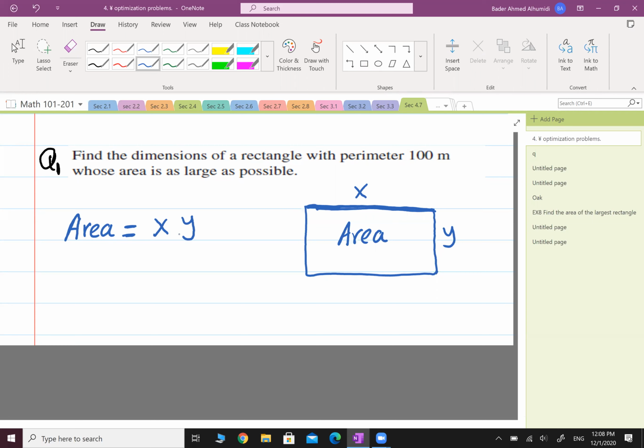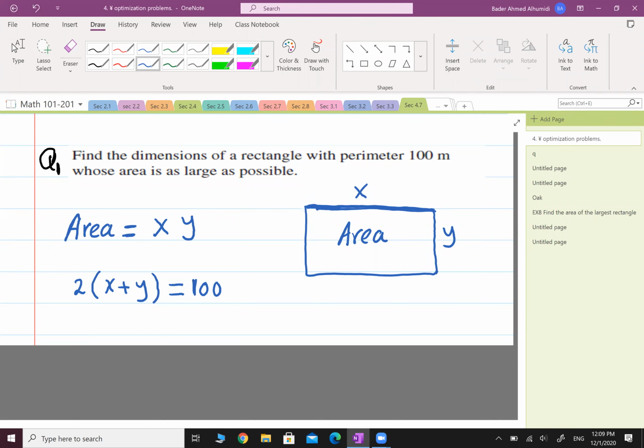Good. Now the question, what is the relationship between x and y? He said, dimensions of a rectangle with perimeter 100. What is the perimeter of a rectangle? Of course, it is, as you know from Math 001, it is 2x plus 2y. Twice x plus twice y. This is given in the question to be equal to what? 100. You agree with this? Any question before I go to solve the question? I mean, to continue the solution of this question. If you have any question up to now, we have an area that is x times y, given in the question that 2x plus 2y is equal to 100.